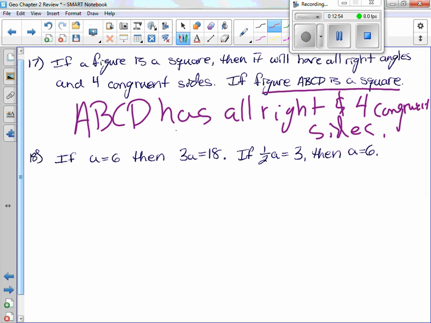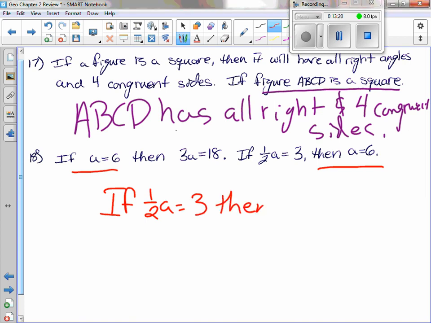Let's look at the last one here with law of detachment and law of syllogism. If A is equal to 6, then 3A equals 18. If 1/2 A equals 3, then A equals 6. I have an if and then from both statements, yes? So that means I can attach the other two with law of syllogism. So if 1/2 A equals 3, then what? Then 3A equals 18, and that's our statement. Because if we have two if-then statements and one of the if matches one of the thens, then we can use this. We drop the ones that match, line up the ones that do.